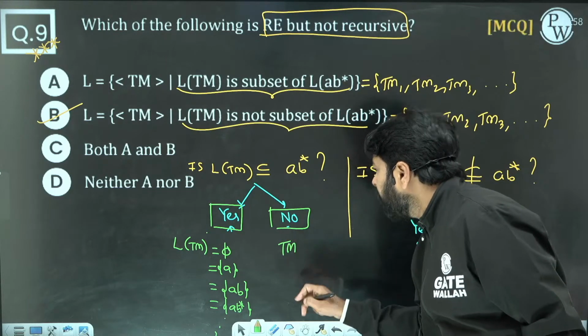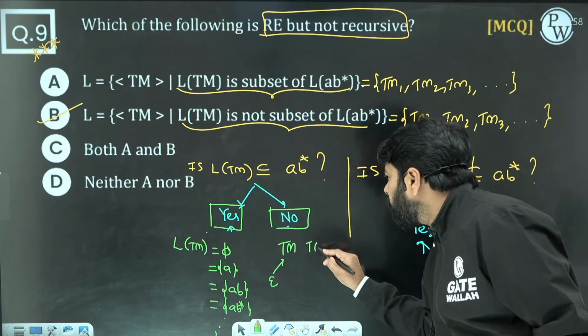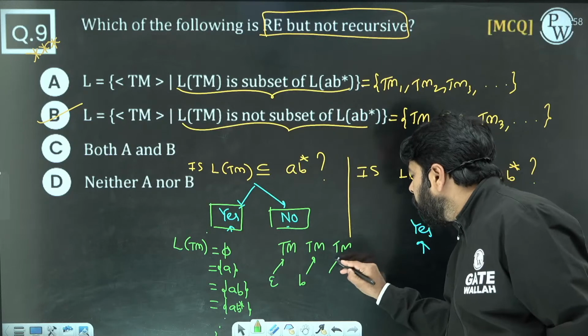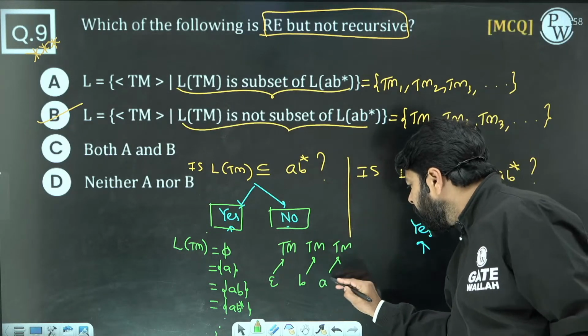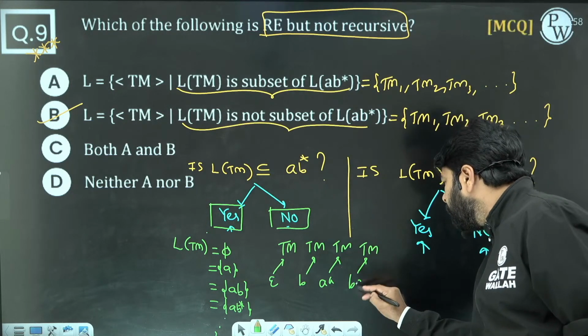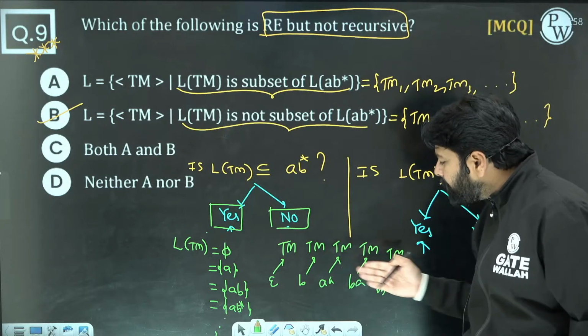TM, I don't apply this string. I'll apply first, let's say epsilon. Next, A is there, I don't check. B, I will apply to the TM. Double A is not there, I will apply. AB is there, I don't apply. BA, I can apply because it's not there. Except the strings which are in AB star, I'll keep on verifying with the TM.